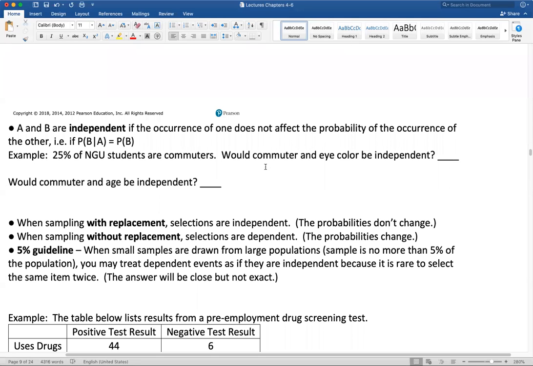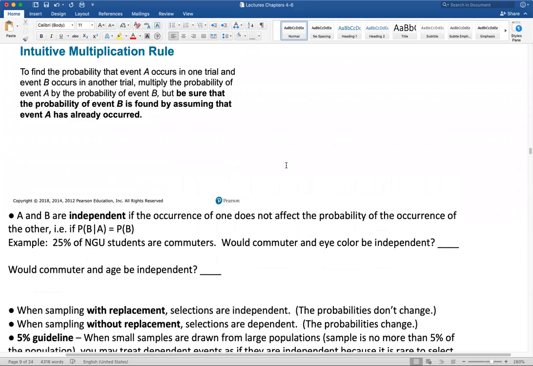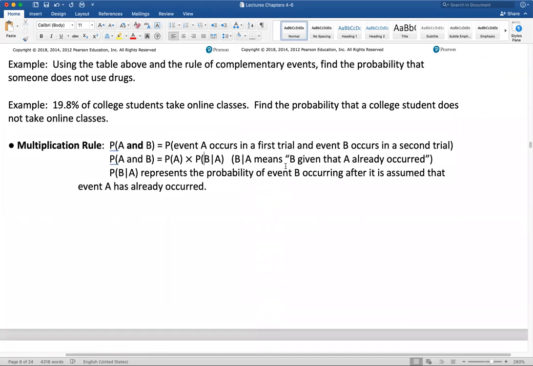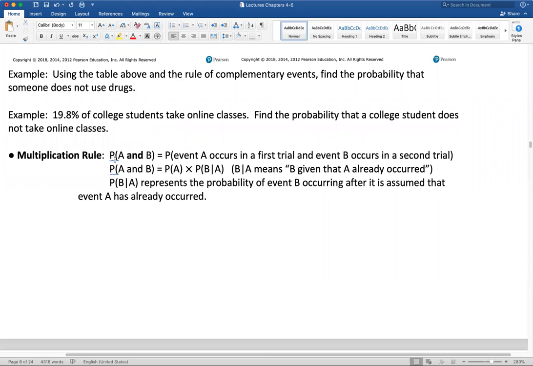All right, in this video, I'm going to continue to look at the chapter section 4.2, addition rule and multiplication rule. So last time we studied the addition rule, right? And then I just briefly introduced the multiplication rule here. So probability of A and B. It means the probability that event A occurred and event B occurred, right? So first trial and second trial respectively.